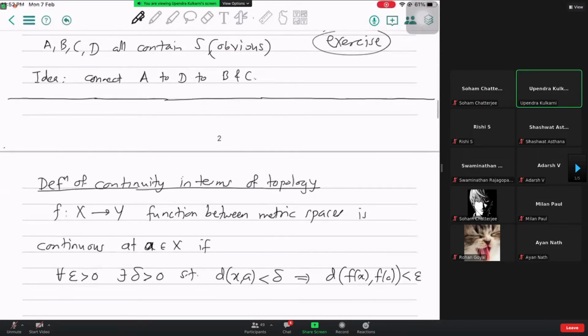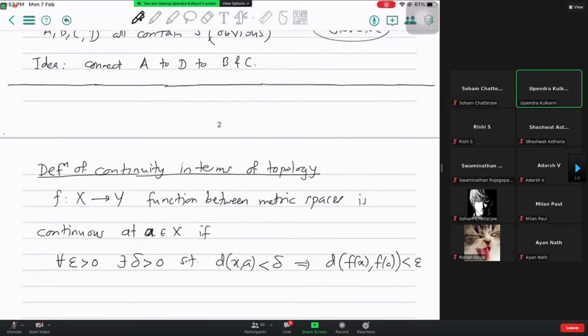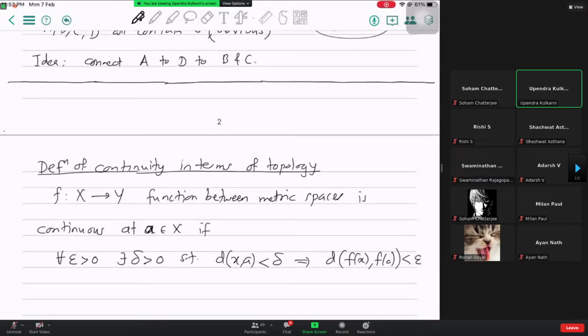Okay, good. All right. So what does this say? This really says that x is in the ball at A of radius delta.